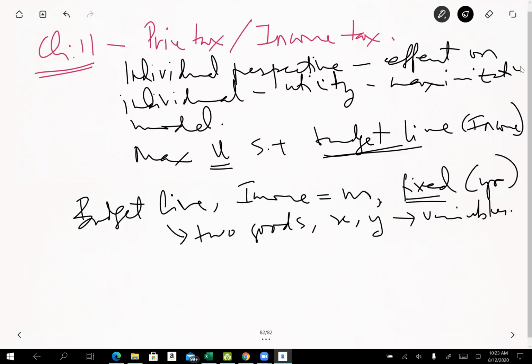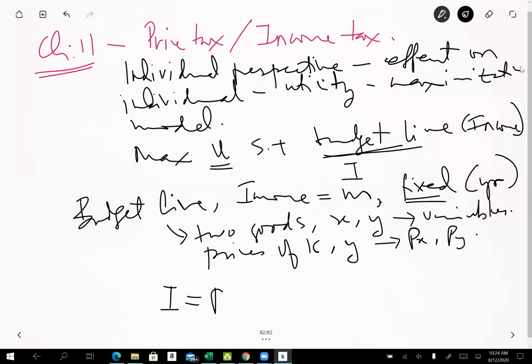Now these are the variables. How can we consume X and Y given the income and the prices of X and Y, we call it PX, PY. So the price of X is PX, the price of Y is PY. Therefore, our income line, I think I use I. Income line would be I equal to PXX plus PYY.